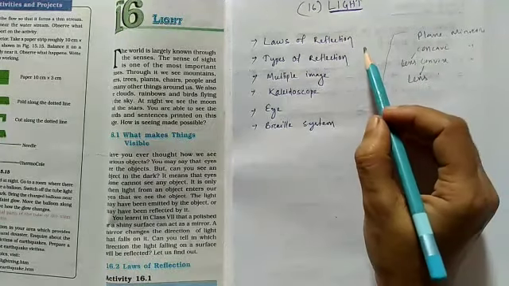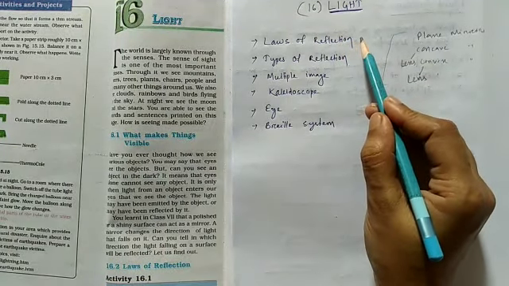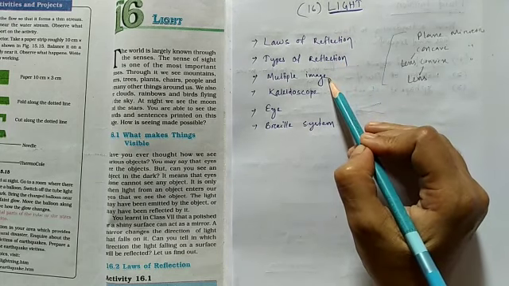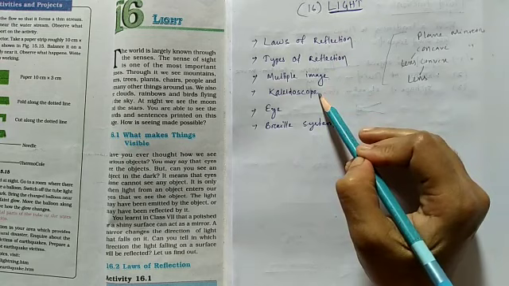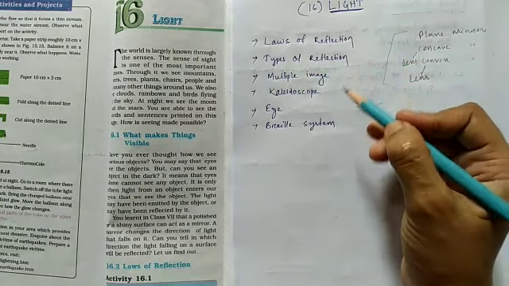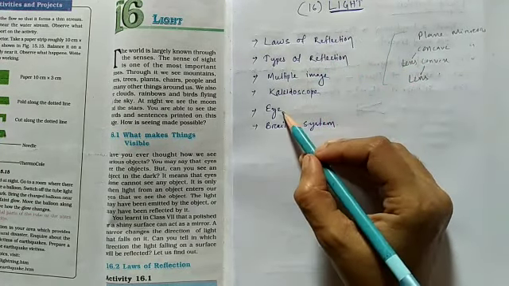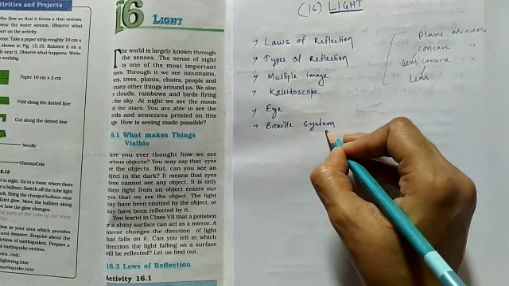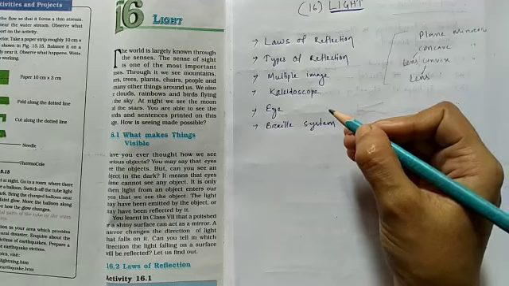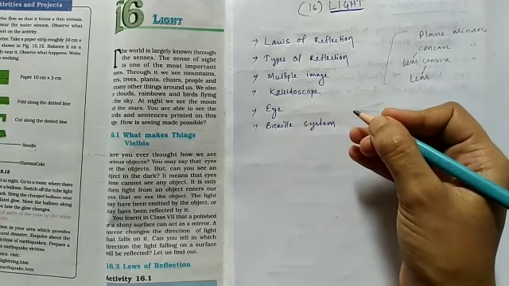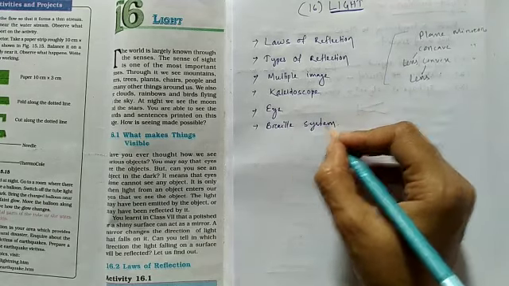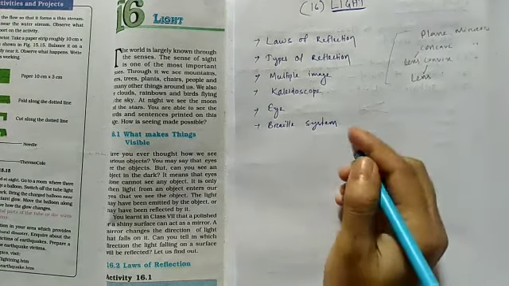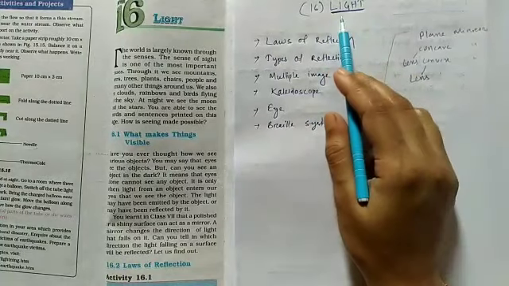In class 8 you will learn about the laws of reflection, the types of reflection, multiple image formation, the kaleidoscope, meaning the structure and the working of the kaleidoscope, the structure of the eye and taking care of the eye. Then in the Braille system, you will study how visually challenged persons can also read and write. Okay, so let's start the chapter light.